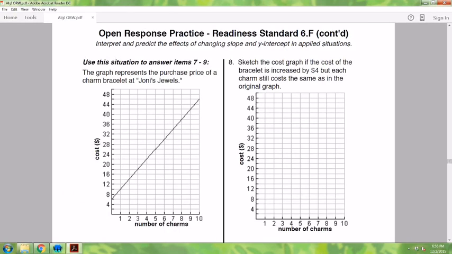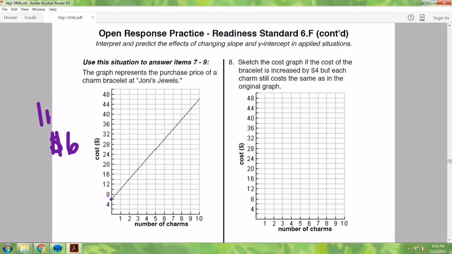Okay, let me give you some pointers on the very last page here. This says that the graph represents the purchase price of a charm bracelet at Joni's Jewels. One thing you always want to look at is the initial point. That very first point over here on the graph, or the y-intercept, is what the value starts out to be. So this is when there are 0 charms, what the price of the bracelet is going to be. It looks like this graph on the y values is going up by 2s. So that initial point is going to be $6.